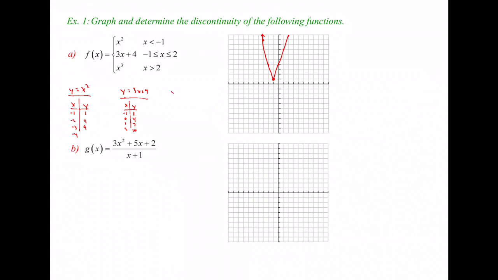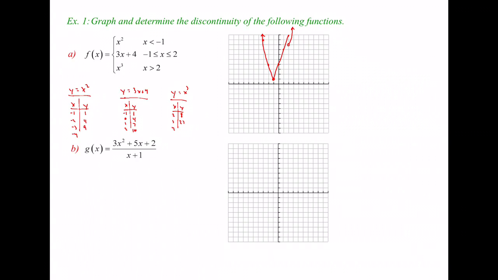And then the third function is a cubic. It is just x cubed. And so on this one we'll choose values 2, 3, 4, and so on. 2 cubed is 8, 3 cubed is 27. So at (2, 8), you will have an open circle. And then since I'm on a 10 by 10 graph, it's just going to have to kind of shoot off here as you go along.